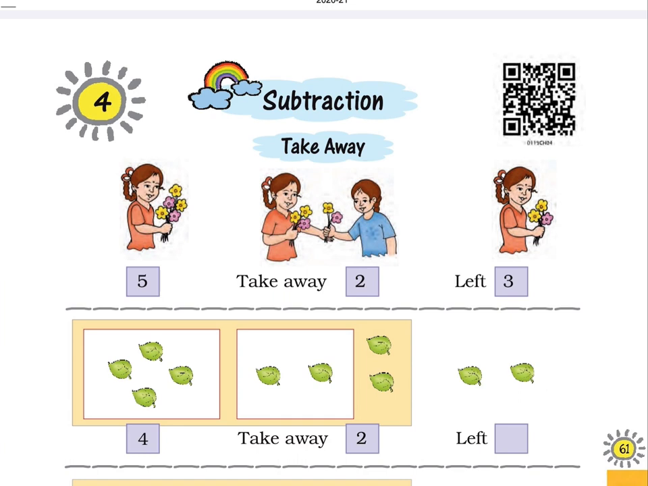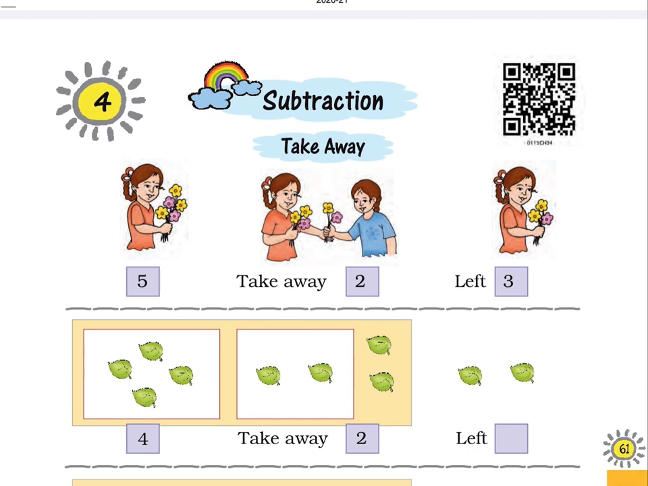How many flowers are left with the first girl? Picture of the first girl is shown holding 3 flowers. Answer: number 3 is written in a box below the picture. Part 1 Text: 5 take away 2, left 3.